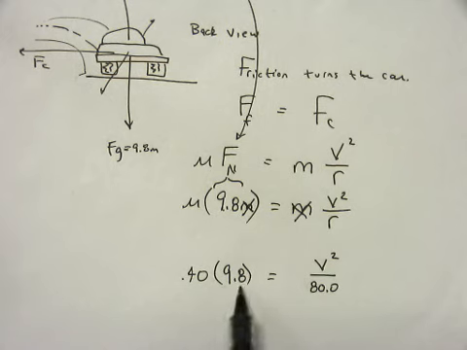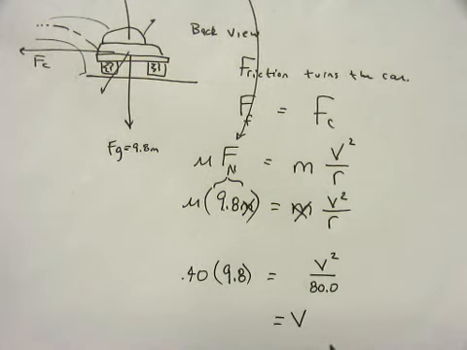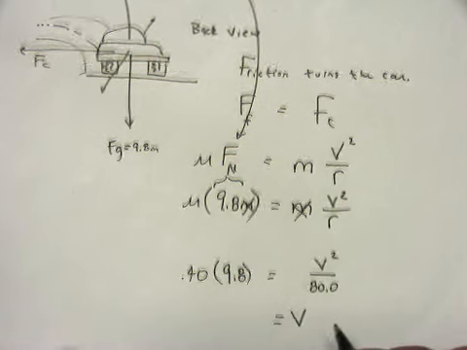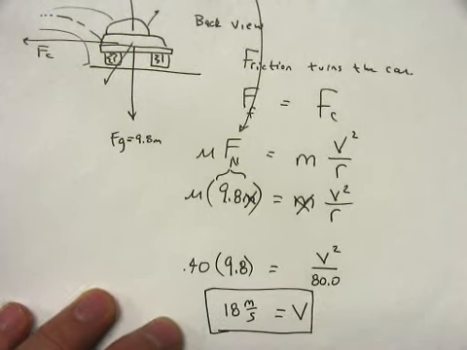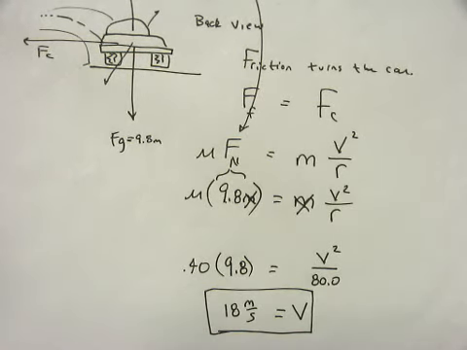So we take 9.8 times 0.4, multiply by 80, take the square root of it, and the answer comes out to be 18 meters per second. So it doesn't matter what the mass is. It turns out it didn't matter.